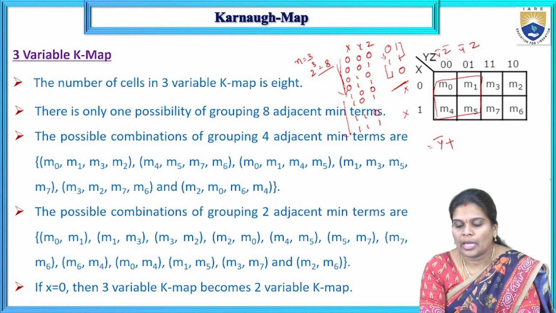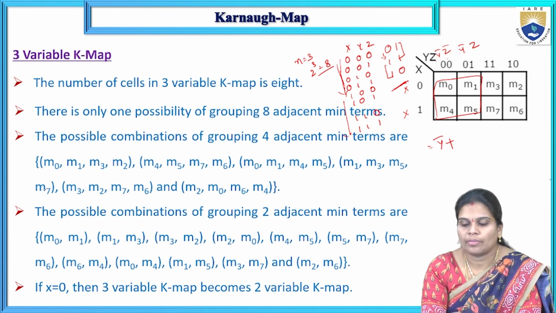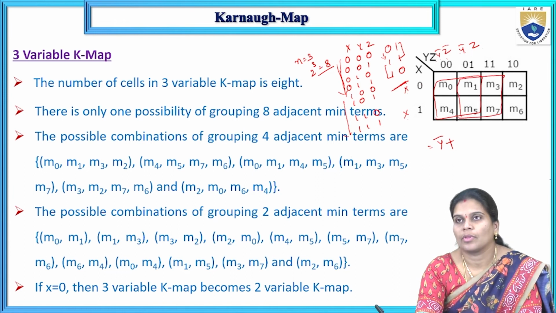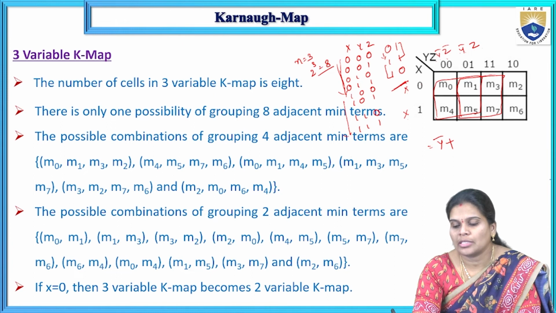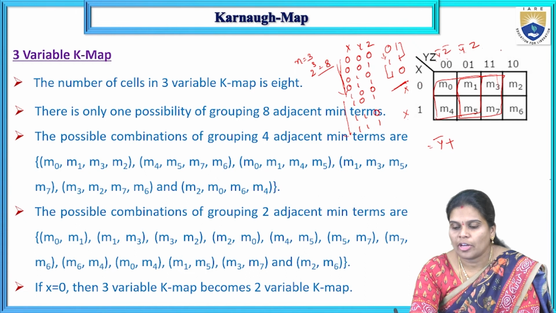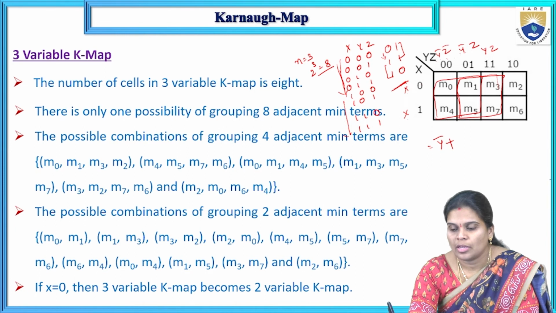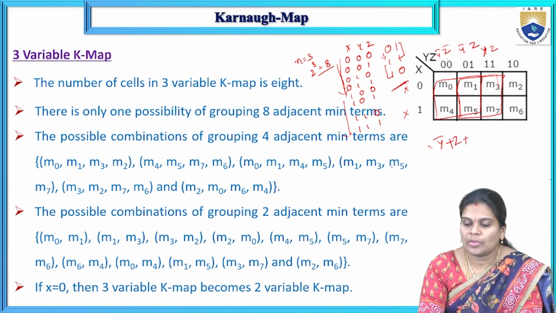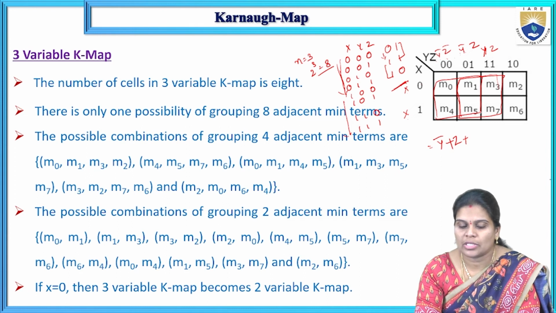Next one, M1, M3, M5, M7. This is another group. Here also it is the same: no common x variable. Observing this one, y bar z and yz are there. Here the y bar is there, here the y is there, so no common y term. Coming to this one, z is there. This is the pair of M1, M3, M5 and M7.